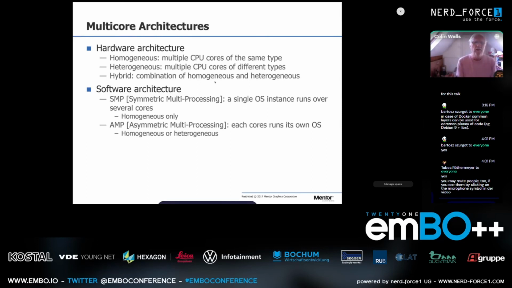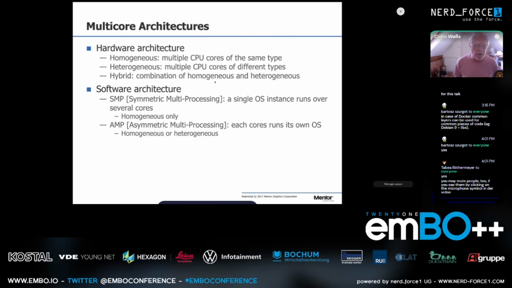Then we have the software architectures. And here we have broadly two options. We have SMP and AMP. SMP is symmetric multiprocessing. This is a very simple idea in certain respects. You have a single operating system and it runs over multiple cores, allocating work to them accordingly. This is what you get on desktop computers typically. This can only be done on homogeneous multi-core. All those cores have to be identical. AMP, asymmetric multiprocessing, on the other hand, each core runs its own operating system.